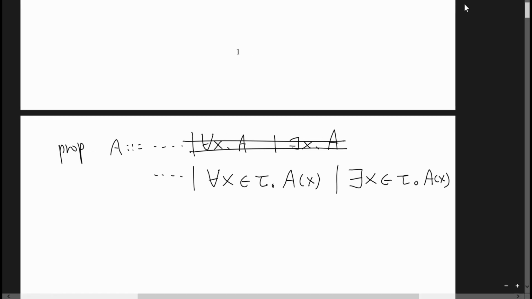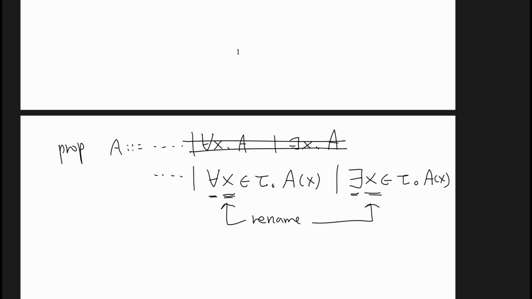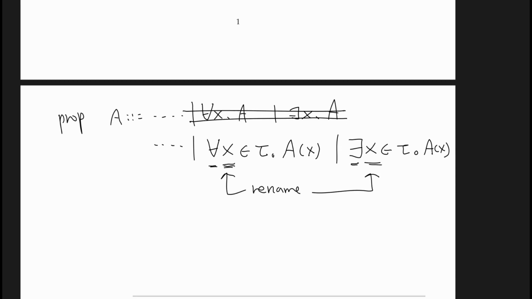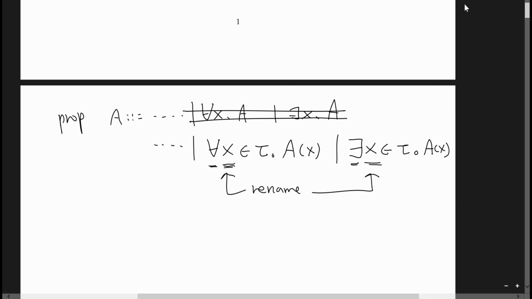So these term variables x in the universal and existential quantifications are bound variables. So if you want, you can rename these bound variables so that there arises no name clash. So let's first reformulate the introduction and elimination rules for these universal and existential quantifications.